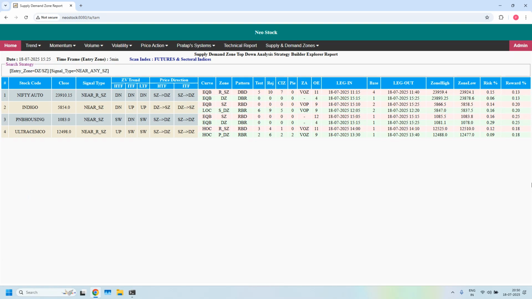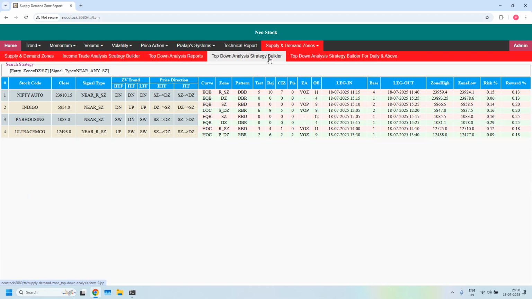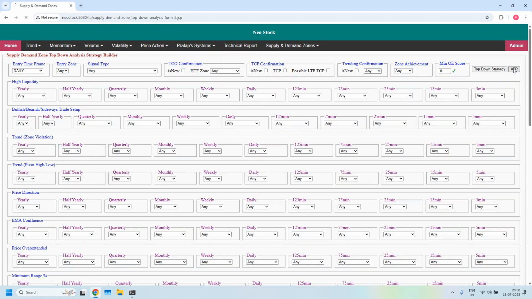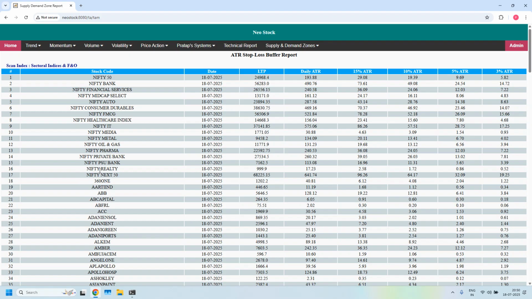So we have completed the generation of finding the stocks near demand and supply zones. And in the final report, let us generate stop buffers based on daily ATR. First 17 in this list are indices, remaining all are equity stocks. I am scrolling the list down. Whichever the stock you want to refer, there pause the video. After that you can proceed further. Okay, I am scrolling the list down.